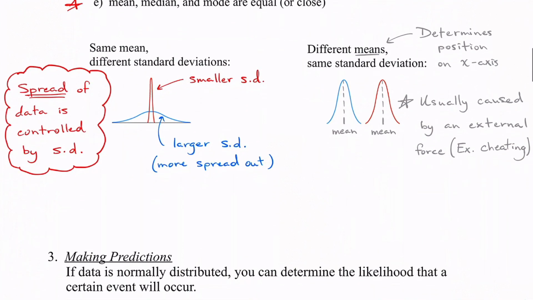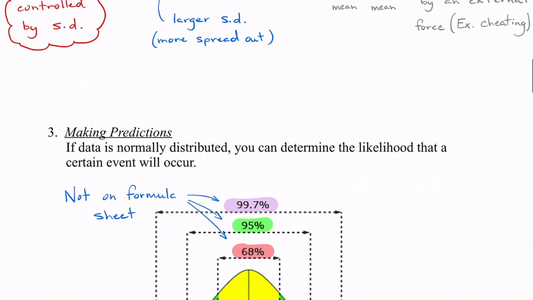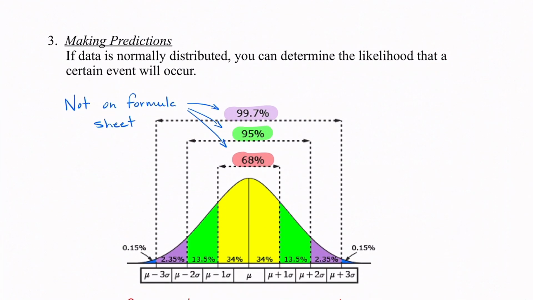So now that we've gotten that, what we're going to look at here is dealing with making predictions. So it says if data is normally distributed, you can determine the likelihood that a certain event will occur. This whole diagram you actually have on your formula sheet, but you don't have these numbers right here. Those three numbers you don't have, but to get those, all you do is just add this up. So 34 and 34 is 68%.